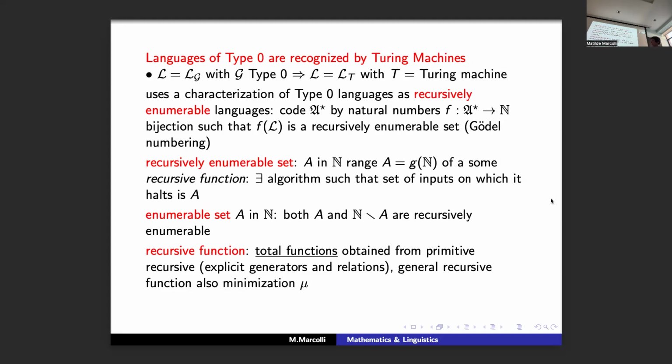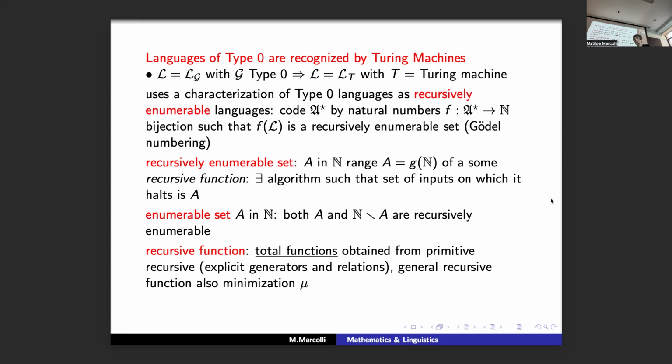What it means, in other words, is that there is an algorithm that terminates exactly on the elements of that set. A stronger notion is being a recursive set, which means that both the set and its complement are recursively enumerable. And in particular, the notions of enumerable set and recursively enumerable set are related to the notion of recursive functions.